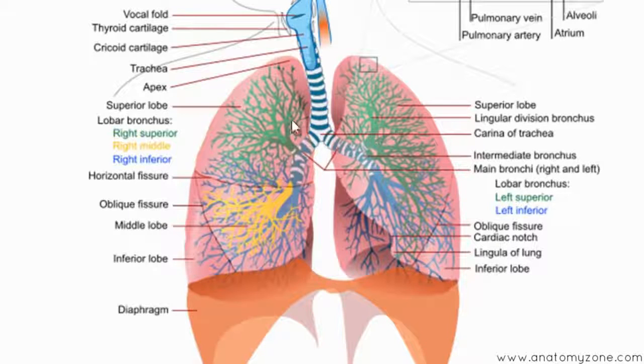So you can see in this diagram the 3 lobar bronchi on the right and the two lobar bronchi on the left. You can see them in different colours. You've got the superior in green, in yellow you've got the middle lobar bronchus, and in blue you've got the inferior lobar bronchus, and you've got the superior and inferior lobar bronchus in green and blue on the left side.